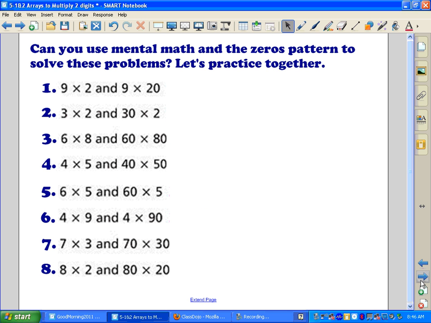Okay, let's use mental math, and I want you to solve these problems. Let's do the first 3 together, and then you're going to do 4, 5, 6, 7, 8 with your partner at your table. So what's 9 times 2? 18. So what would 9 times 20 be? 180. So I would do the 9 times 2, and I get 18. And I add on a zero. 3 times 2? 6. So 3 times 2 is 6 with 1 zero.